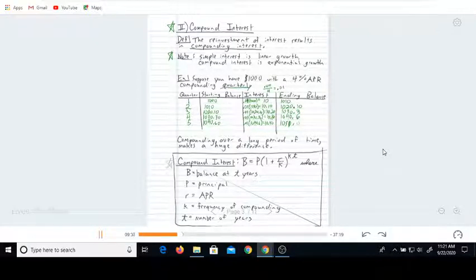Now, as you can see in that table, computing compound interest can be very tedious. The good news is we have a mathematical model for it. So here's our formula for compound interest. You'll definitely want to put this on a piece of paper and have it available to you when you're working through the upcoming test. So there's the formula for compound interest, where B represents the balance at t years, P is principal, R is APR, K is frequency of the compounding, and T is the number of years. So instead of having to do it interest period by interest period, we can do it all at once.